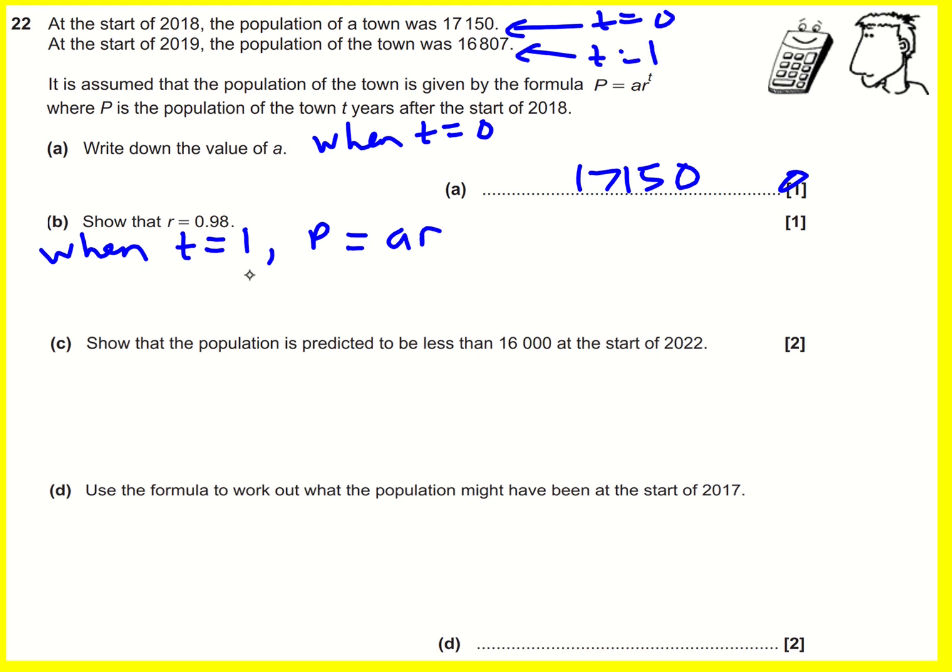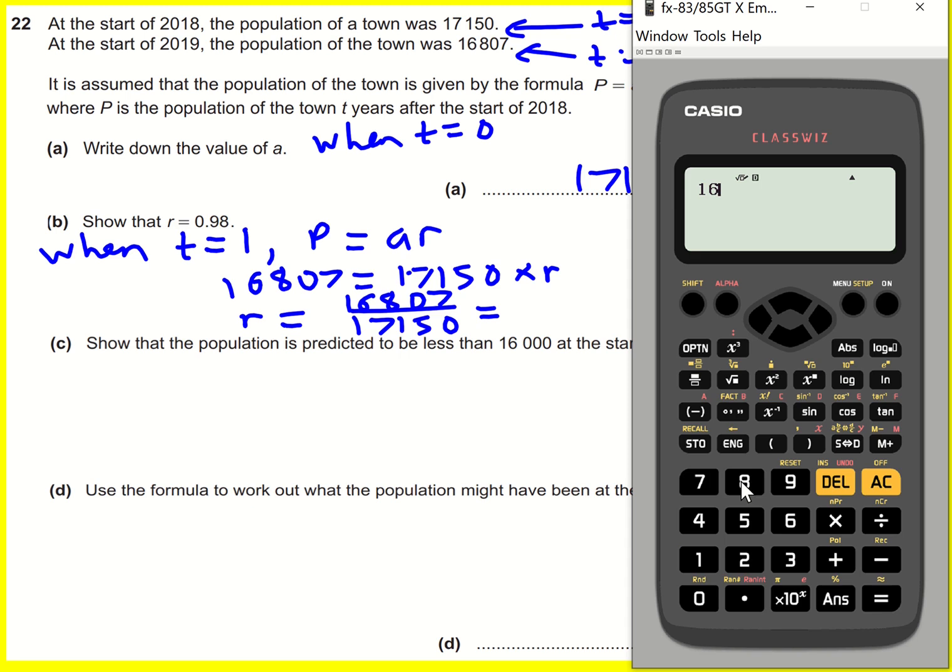So I can write down that 16,807 is equal to 1750, that's my value of A from before, times r. And hence r is going to equal... I can just solve this equation by dividing through by 17,150. Which is exactly 0.98. Brilliant.